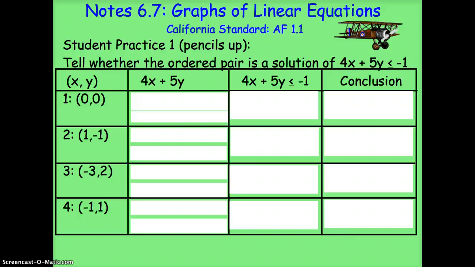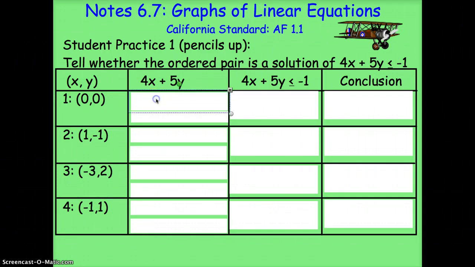Tell whether the ordered pair is a solution of the equation 4x plus 5y is less than or equal to negative 1. Watch out for that or equal to sign. It's kind of hidden right there. Okay, so go ahead and solve. Press play when you're ready to see the answers.